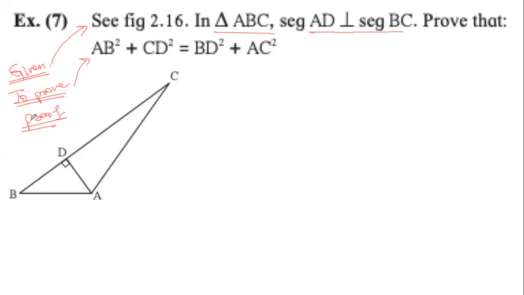Obviously, we will have to use what we know. What do we know? We know Pythagoras theorem. We also know the theorem of geometric means. We also know similarity of triangles. So some of that will be used. The way to think about this question is, what is it that we need? We need AB square, CD square, BD square and AC square. We know that we can get these only when we have a right angle triangle. Do we have a right angle triangle?